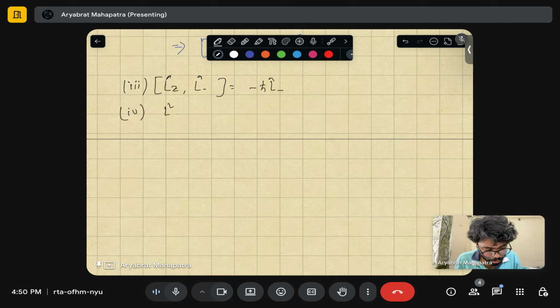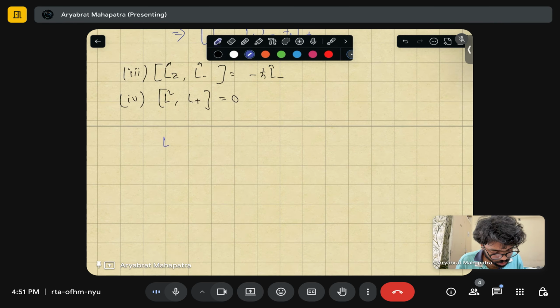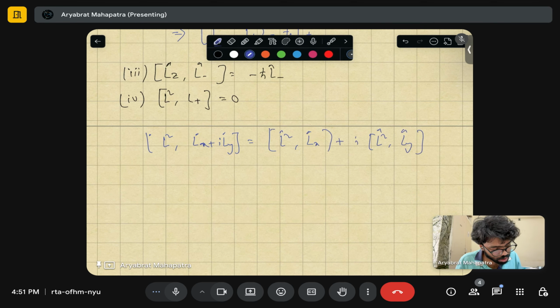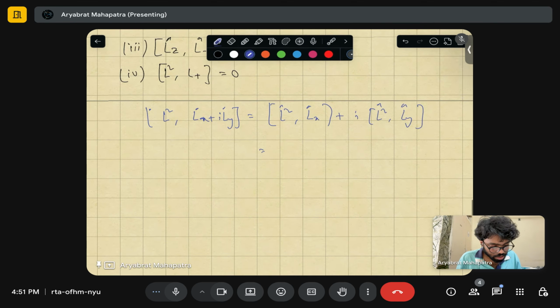When L square acts on L plus, it will give you 0. That means they commute, so you can simultaneously measure these two operators. You can quickly prove this, it is easy to show. L plus is LX plus I LY, so L square on the LX operator plus I times L square on the LY operator. L square commutes with LX, that is 0, and I times 0 is 0.